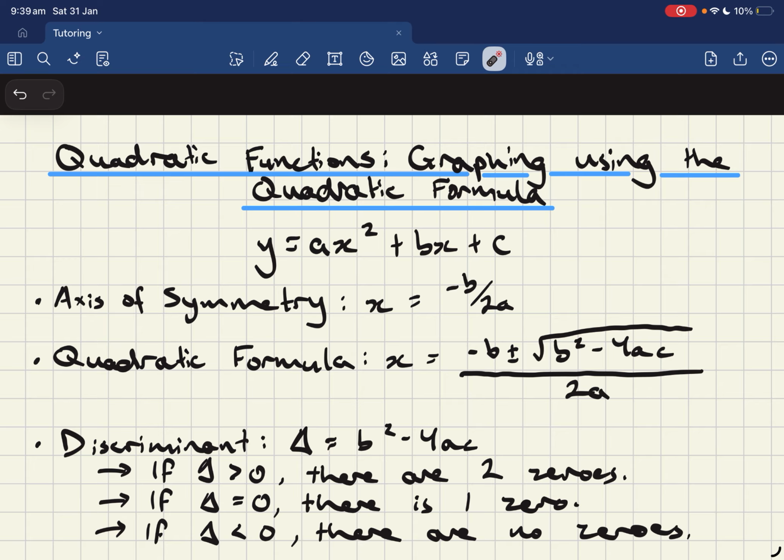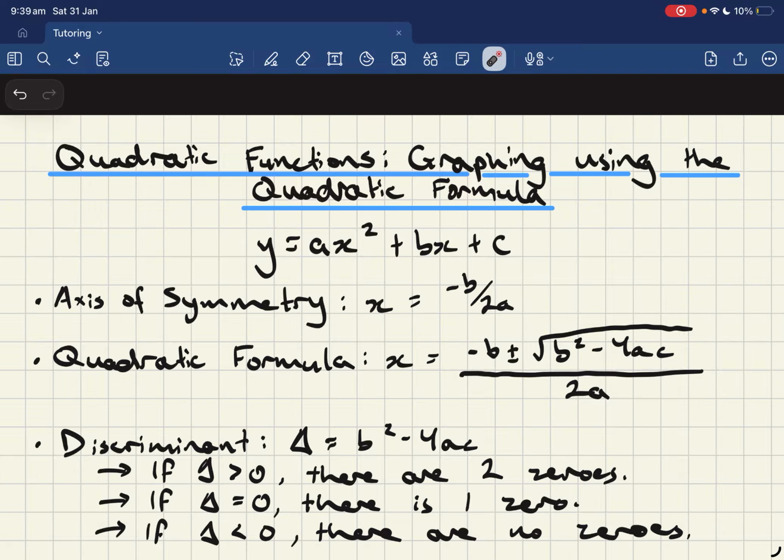Now we can find the equation of the axis of symmetry by writing x equals minus b, so this coefficient of x, over 2 times the coefficient of x squared. Once we have this x coordinate, we can substitute it back in here to get a y value, and that will be the coordinate of our vertex.